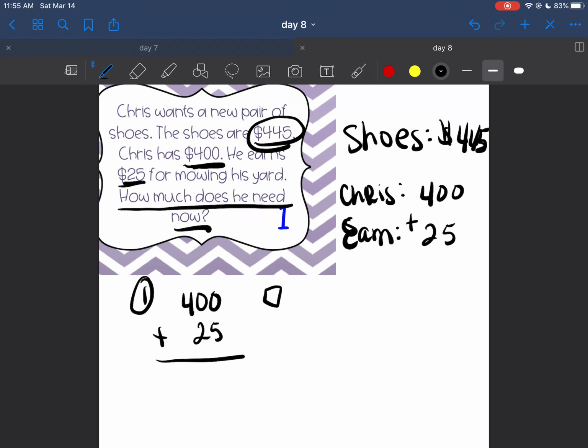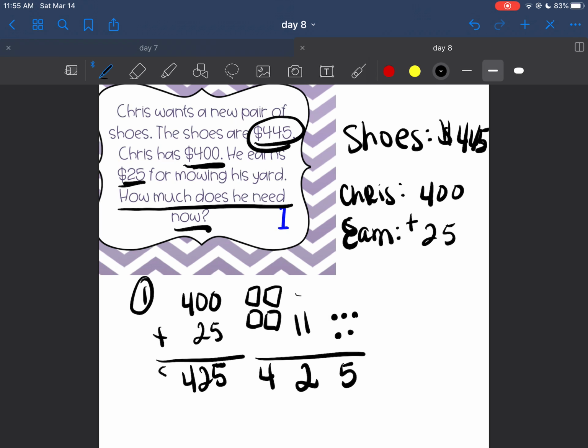4 hundreds, 0 tens, 0 ones; 2 tens, 5 ones; 0 hundreds. 0 plus 5 is 5. 0 plus 2 tens is 2 tens, or 20. 400 plus 0 is 400. So we know that currently Chris has $425. But is that what the question asked? No, it says how much does he need now?